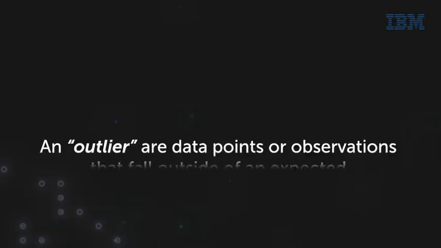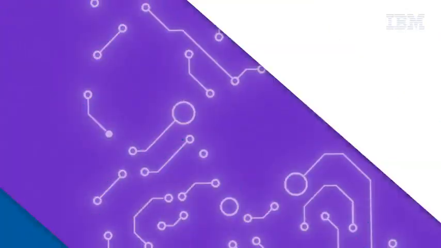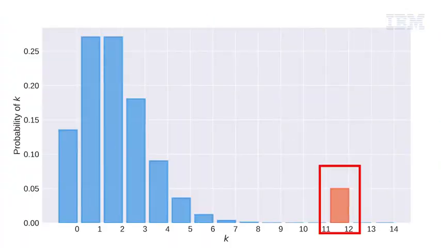A typical task of a data scientist is the application of models to data, and at some point you'll encounter a dataset that contains outliers. Outliers are data points or observations that fall outside of an expected distribution or pattern. For example, if we were to approximate our data with a Poisson distribution, then the outliers are the observations that do not appear to follow the pattern of a Poisson distribution.